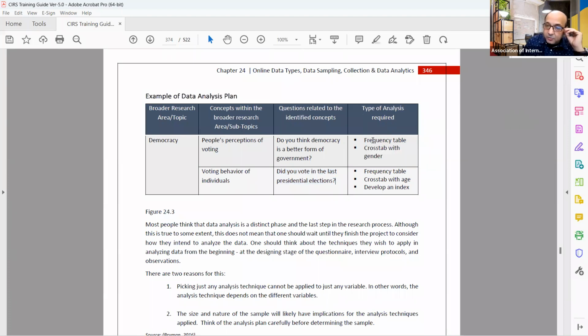Types of analysis: frequency table, cross tab with gender. You don't have to learn frequency tables. You don't have to learn cross tab with gender. This is just telling you one of the analytics that would be more suitable. So, develop an index, cross tab with age. And like I said, you don't have to do any planning. You will not be asked to create a data analysis plan.